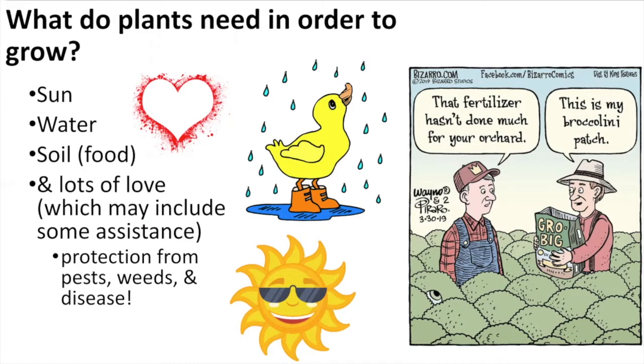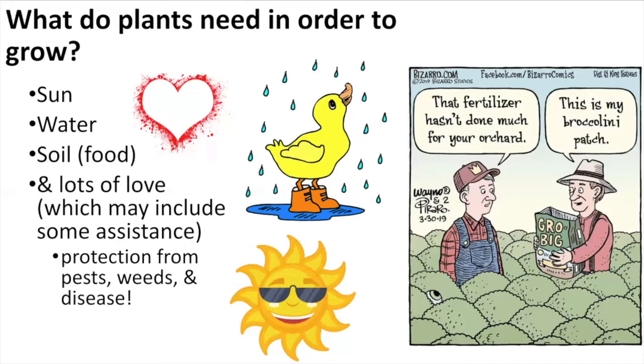Now, the last one is very important. It says lots of love, protection against pests, weeds, and disease. Now, folks, as we talk about precision agriculture, this becomes very important because as we fly over with our different aircraft, we want to be able to recognize those areas which have problems with pests, problems with weeds, and problems with disease. And from the air, we ought to be able to see this.